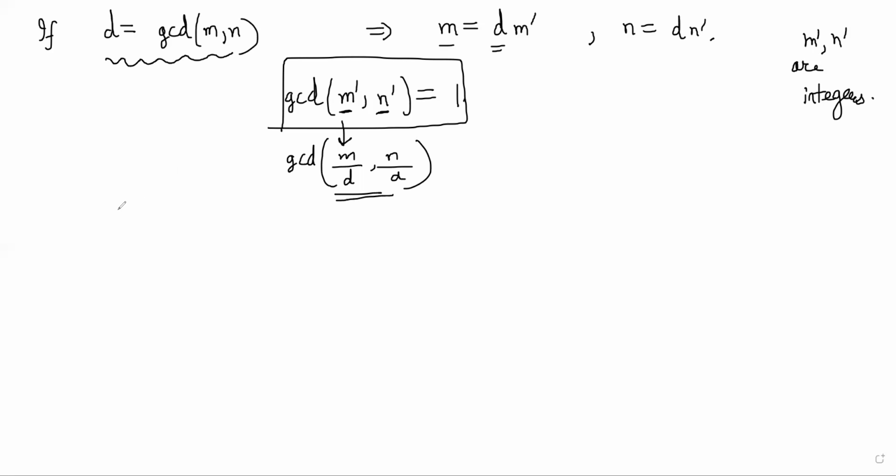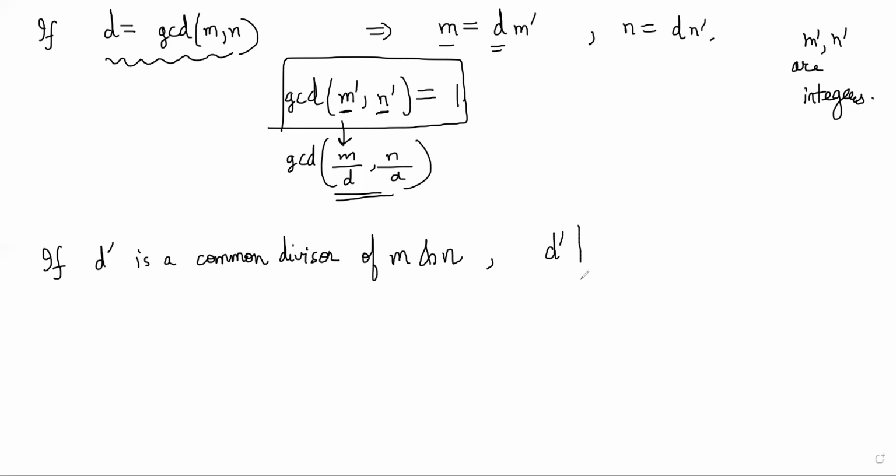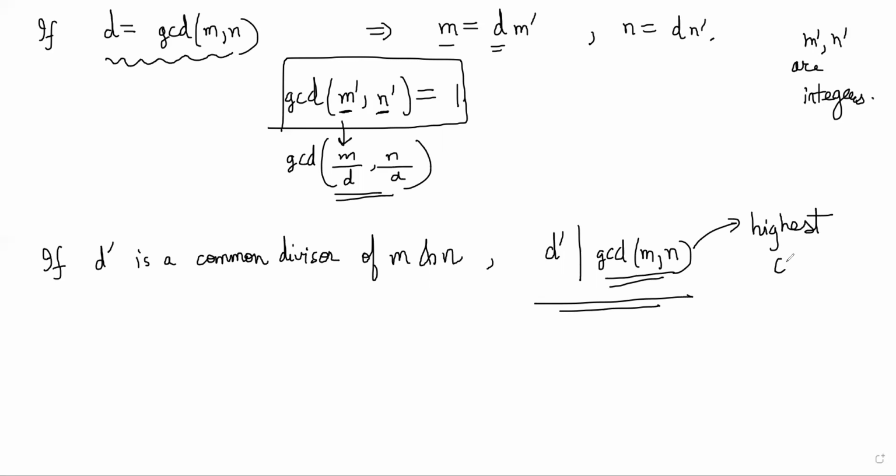Now, let's say if d' is a common divisor of m and n, then we know d' divides GCD of m and n. Why? Because GCD of m and n is the highest common factor. So d' was one of the common factors, and then obviously that factor will divide the highest common factor. So this is the first property, and this is the second one.